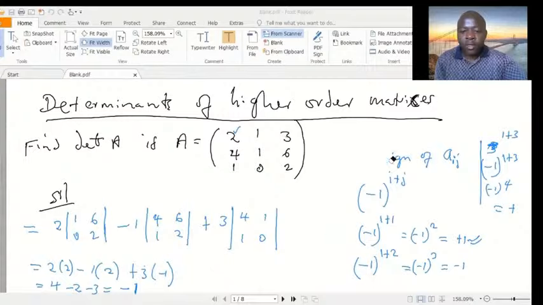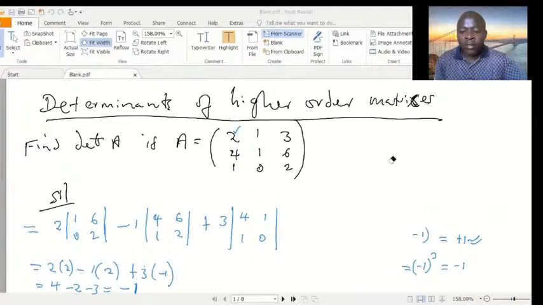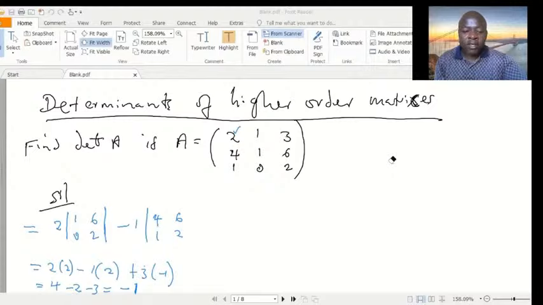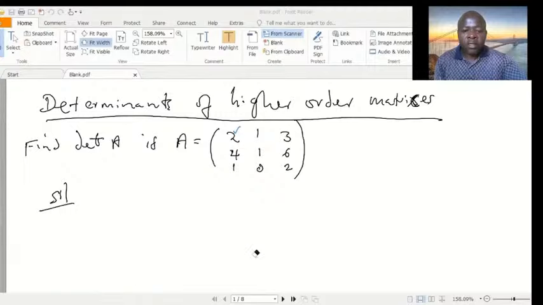I want to do it along column 2. And I've discovered column 2 has a 0. A column that has a 0 or a row that has a 0 is easier to find the determinant along, because zeros make the work easier. You know that 0 times anything, the answer will be 0. So that is why I've chosen this column.